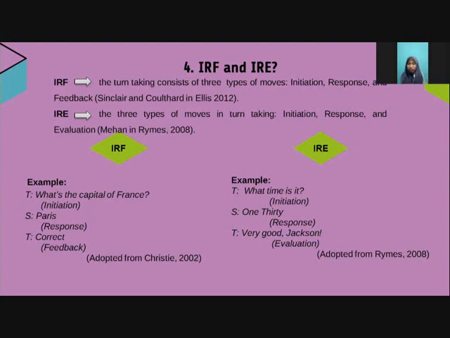Next is IRE. The 3 types of move in the turn taking are initiation, response, and evaluation. These 2 structures are almost similar, but the end of the structure is different. The first is using feedback and the second is using evaluation. Okay, let's see the examples of IRF first.